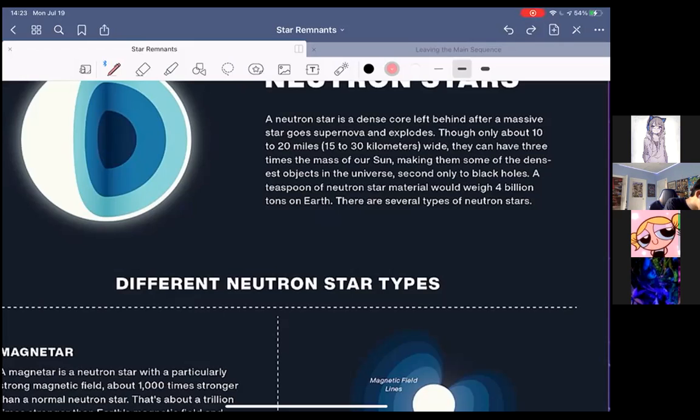So they can have up to 3 times the mass of our sun, making them some of the densest objects in the universe besides black holes. I think this is a really interesting line here where it says, a teaspoon of a neutron star would weigh about 4 billion tons on Earth. A single teaspoon, right? It's literally this much, is 4 billion tons. That's insane.